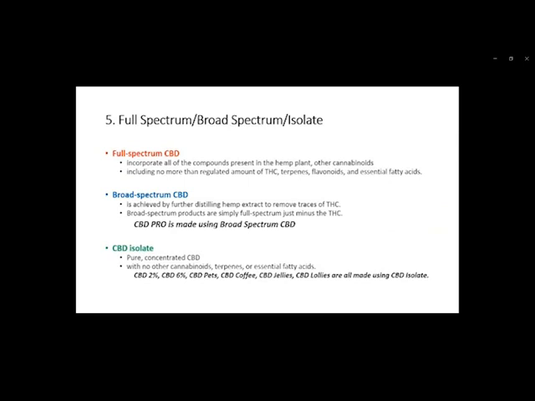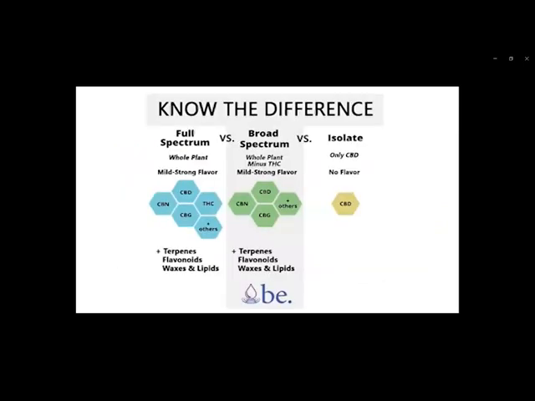The different types of CBD. So it's all CBD, but there are different types. Full spectrum CBD is whole plant, and it's got a mild to strong flavor. You can still taste that cannabis taste to it, but it's got all the other cannabinoids and the terpenes, the flavonoids, and the waxes and lipids in it that you would normally find in a CBD product. THC is present, but it's present in legal amounts.